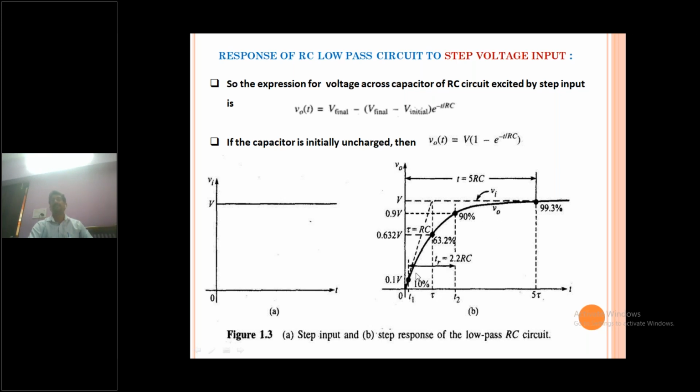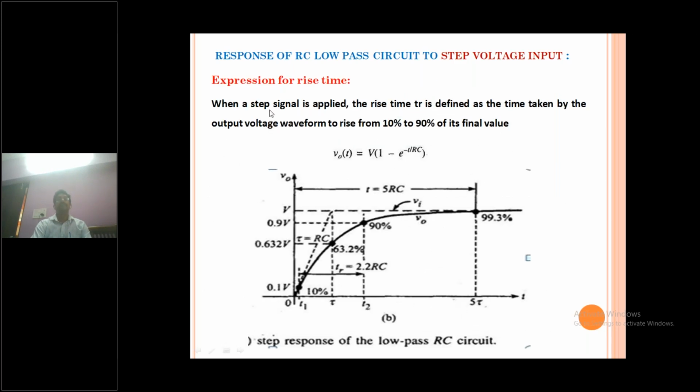What are these values? Here an important definition is there. So what is the rise time? You already know that: the time taken from 10% of the output voltage to 90%. How much duration of time? That time is nothing but the rise time. So when the step signal is applied, rise time is defined as the time taken by the output voltage waveform to rise from 10% to 90% of its final value. The duration of time is nothing but rise time.